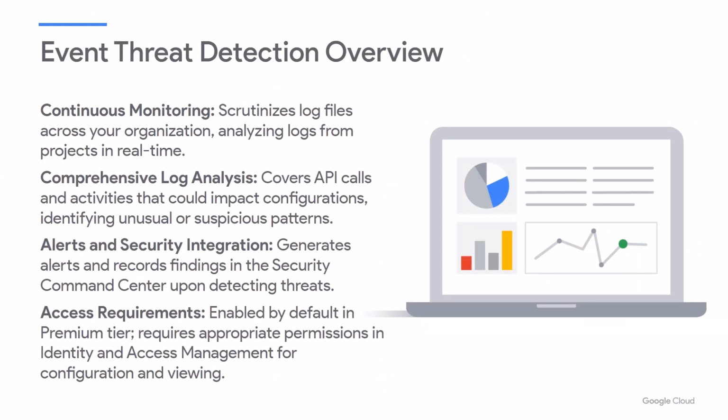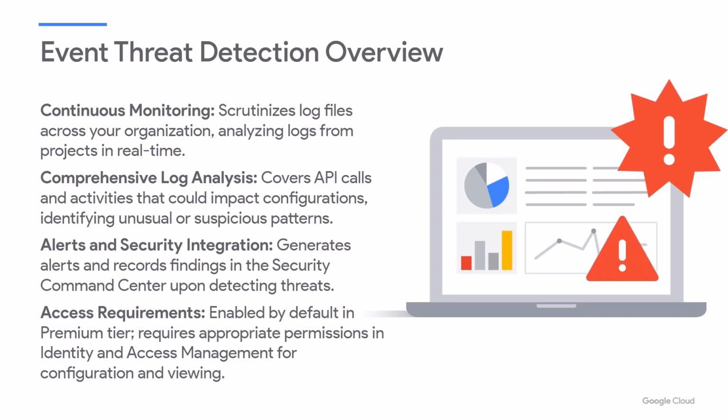Event Threat Detection operates by continuously scrutinizing log files across your entire organization or specific projects. When activated at the organization level, it immediately begins collecting and analyzing logs from projects as they are generated. By constantly monitoring these logs, it proactively searches for and identifies unusual or suspicious behavior patterns. Upon detecting a potential threat, Event Threat Detection generates an alert and creates a finding within the Security Command Center.